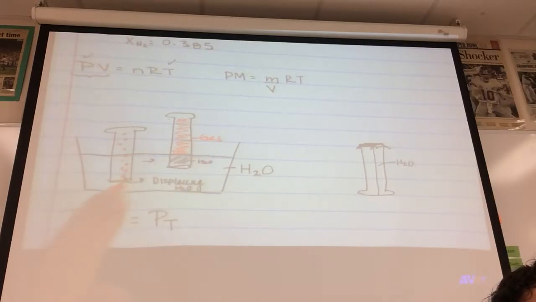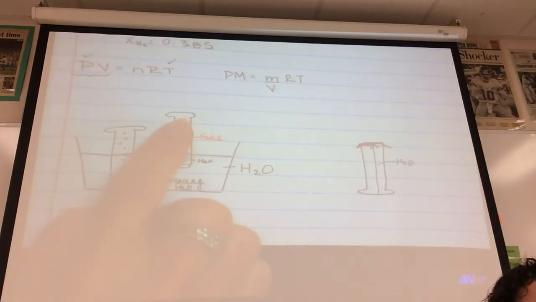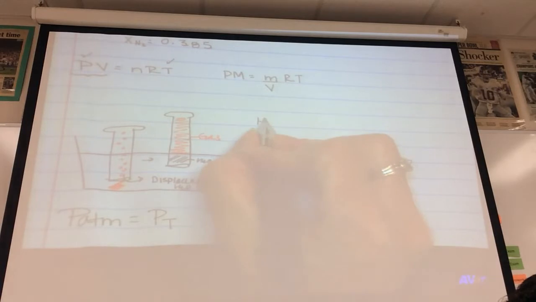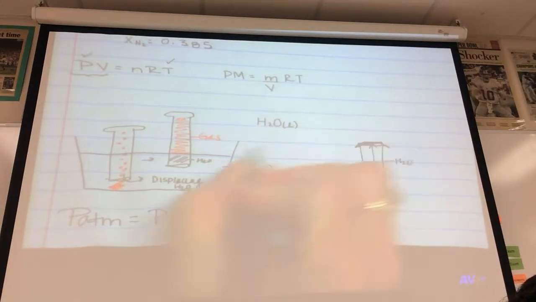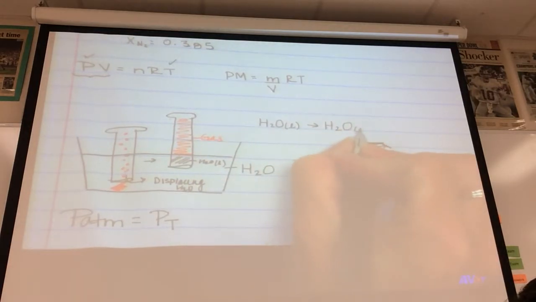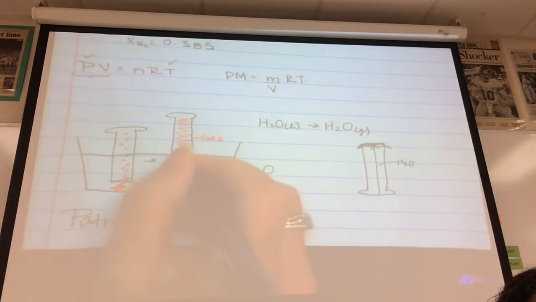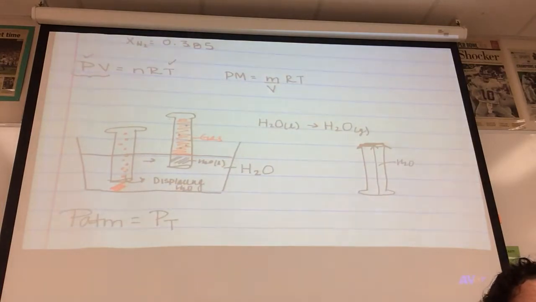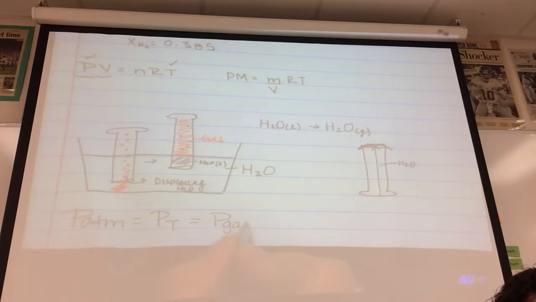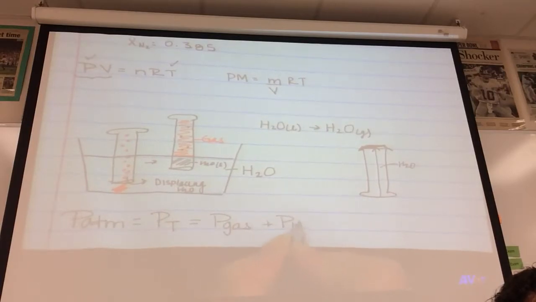In addition to the gas from the lighter, which is butane, what other gas do you find in this region? Water vapor. Because water evaporates at any temperature. So some of the liquid water here will vaporize into the gaseous state. And so in addition to the gas particles, you will have a little bit of water vapor. And you have to account for that. So the total pressure will be equal to the pressure of the gas plus the pressure of the water vapor.